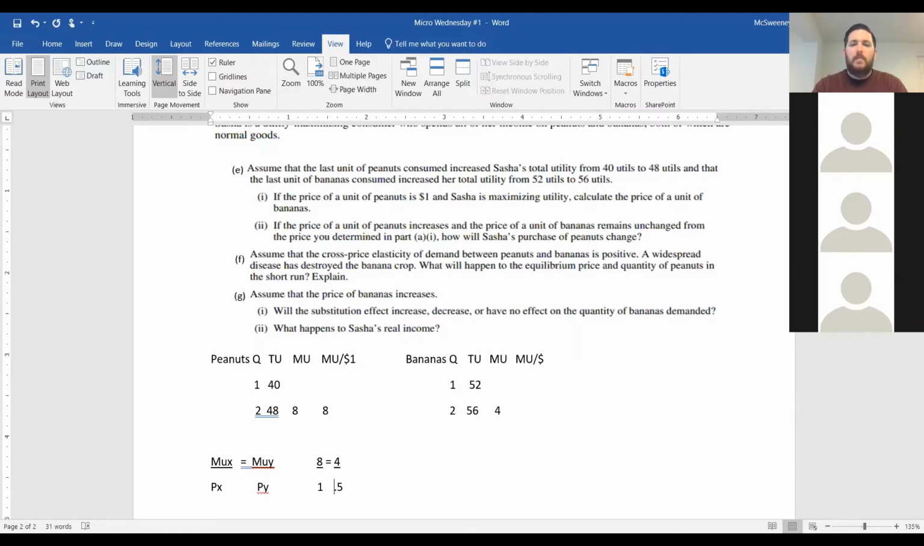What happens to the equilibrium price and quantity of peanuts in the short run? So if there is a widespread disease that destroys banana crops, the supply of bananas will decrease. If the supply of bananas decreases, the price of bananas will increase. If peanuts are a substitute for bananas and bananas get more expensive, then more people will buy peanuts as compared to bananas. Therefore, the demand for peanuts will increase in the short run. This means that both the equilibrium price and quantity will increase.